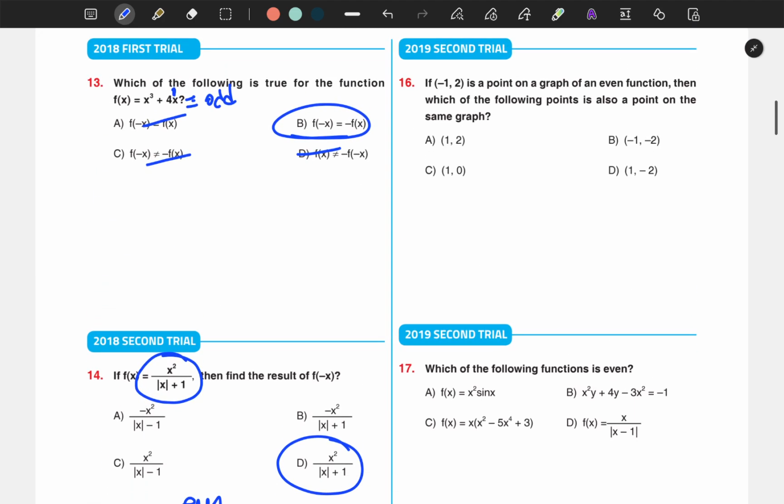1, -1 and 2 is a point on the graph of the even function. Then which of the following is also a point on the same graph? Okay, if it's an even function, what will it be? Opposite x, same range. Which one do we have, 1 and 2? A.